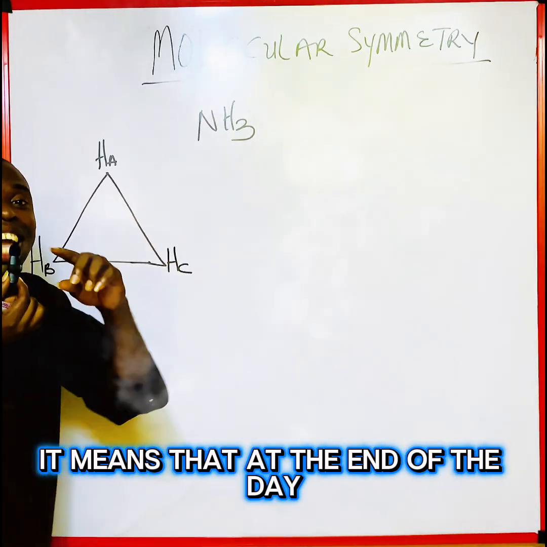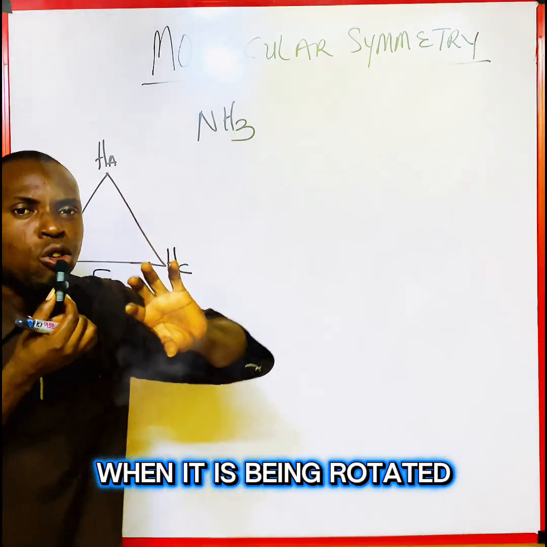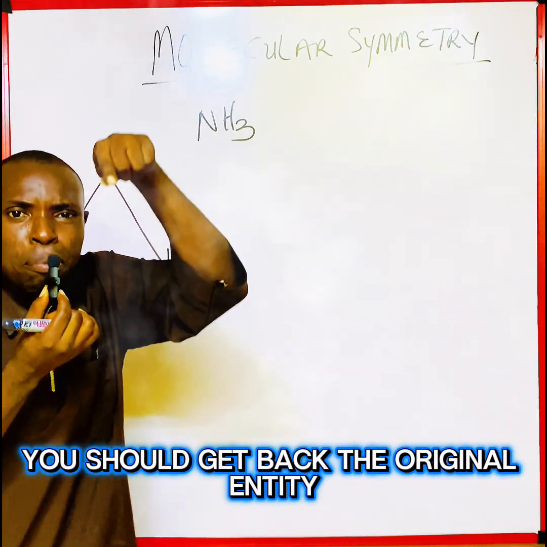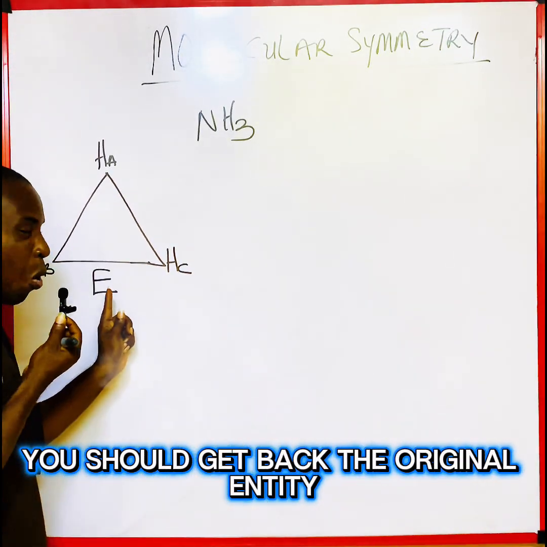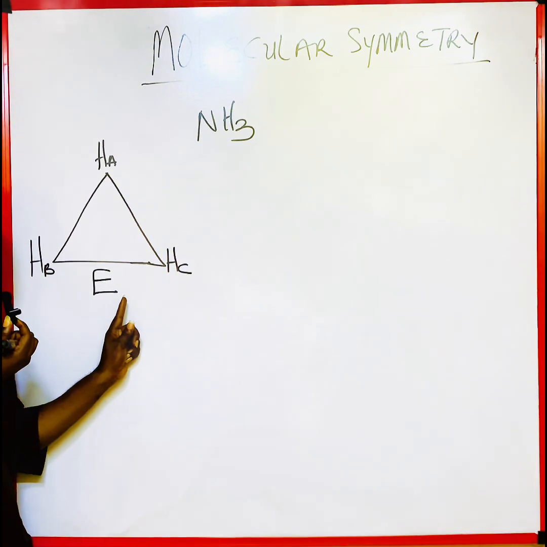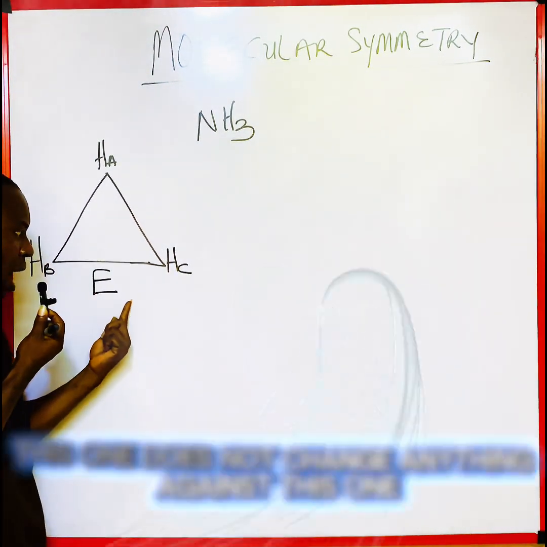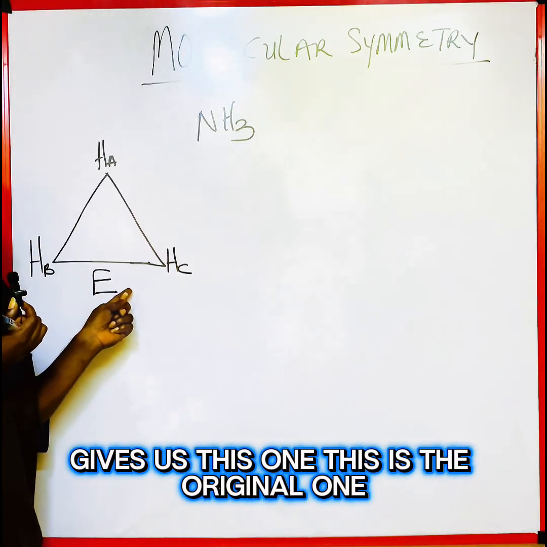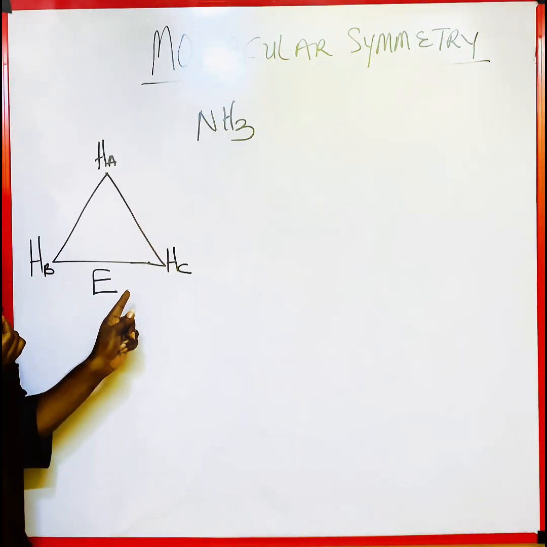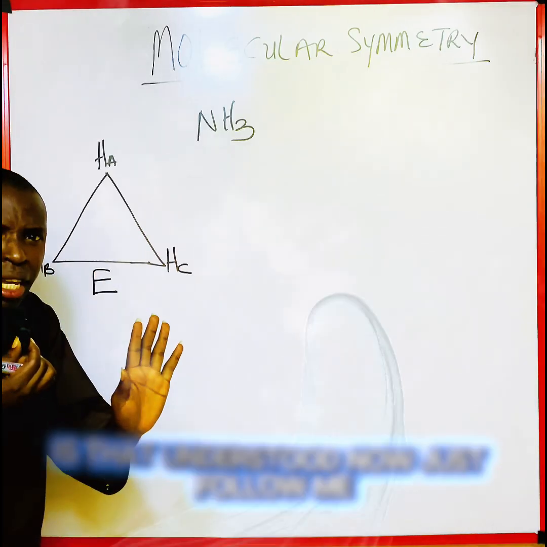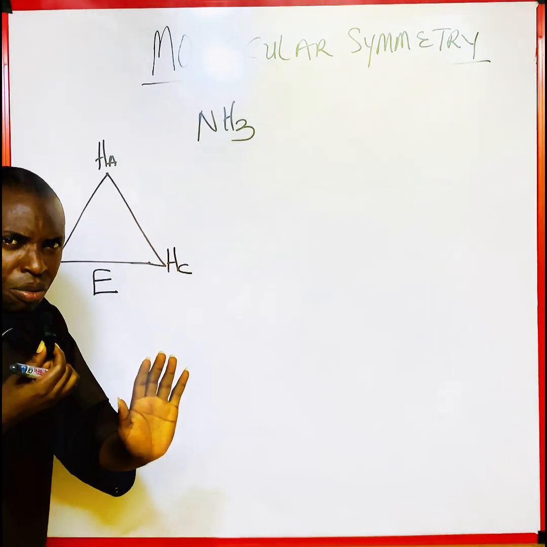It means that at the end of the day, when it is being rotated, you should get back the original entity. This one does not change. Anything against this one gives us this one. This is the original one. Is that understood now? Just follow me. It's actually not difficult at all.